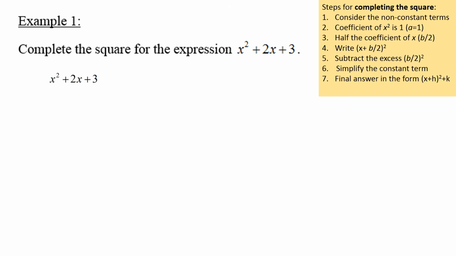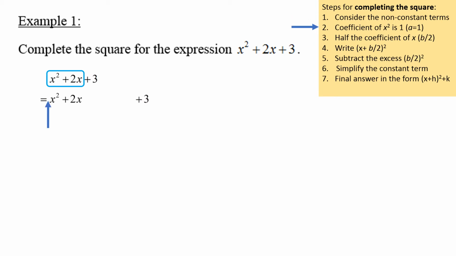Let us look at example 1. Complete the square for the expression x squared plus 2x plus 3. The orange box is on the screen to remind us of the steps. First, let us write down the expression on our answer sheet. Step 1. Consider the non-constant terms. You can see that I have boxed it up in blue, x squared plus 2x. Let's just look at these two.